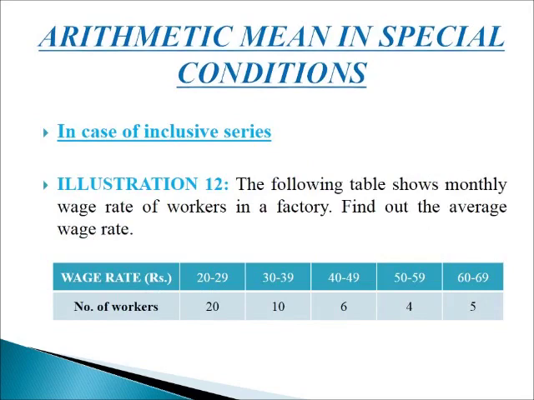The next special condition is inclusive series. We have to find out arithmetic mean in case of inclusive series. When inclusive series is given, we need to convert it into exclusive series. Then the arithmetic mean of the regular class interval or series is calculated according to the method asked in the question. Let us understand this with the help of the following illustration. The following table shows monthly wage rate of workers in a factory. We have to find out the average wage rate with the help of the data given.